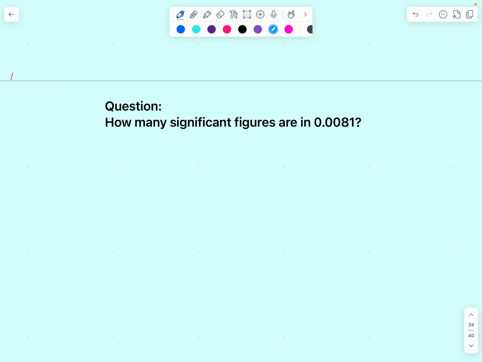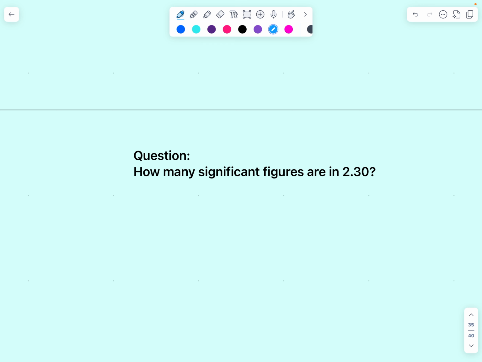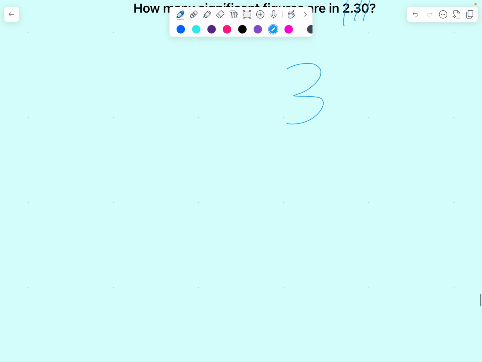How many significant figures are in 0.0081? You're a leading zero, you don't count. You're a leading zero, you don't count. You're also another leading zero, so just 8 and 1. That's 2 significant figures. Only 8 and 1 matter. How many significant figures are in 2.30? Okay, let's think about this. Trailing zero counts because the decimal is shown. So 1, 2, 3. So 3.